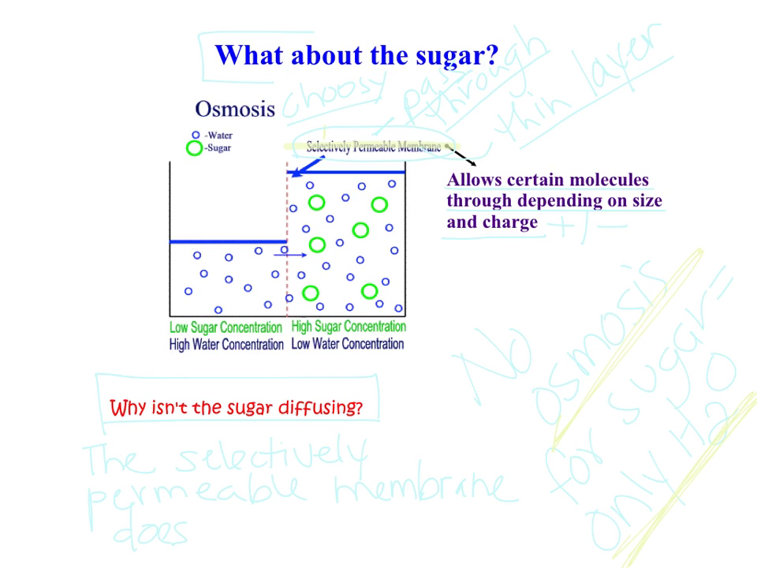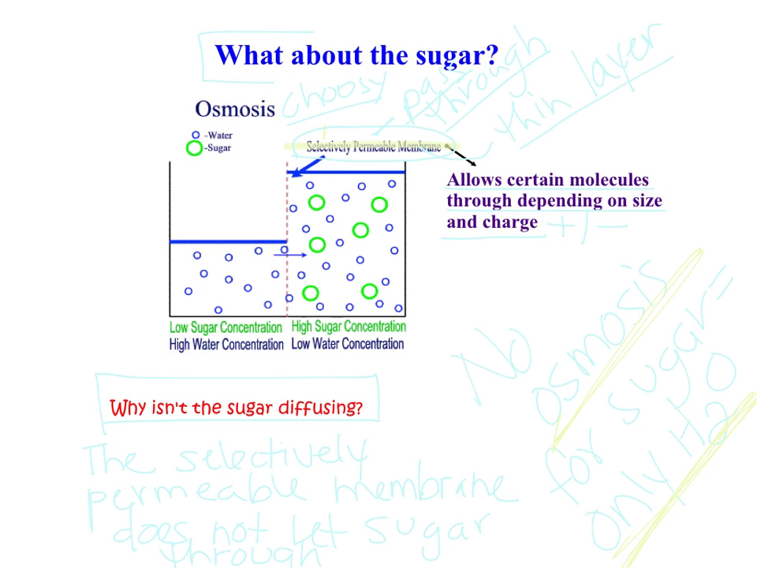Does not let the sugar through. Think of it like going through a toll booth. If you pull up to the toll booth and you actually have the little I-pass, the bar will raise and you can go through. On the other hand, if you pull up to the toll booth and you don't have an I-pass, you get stuck and you have to stop.